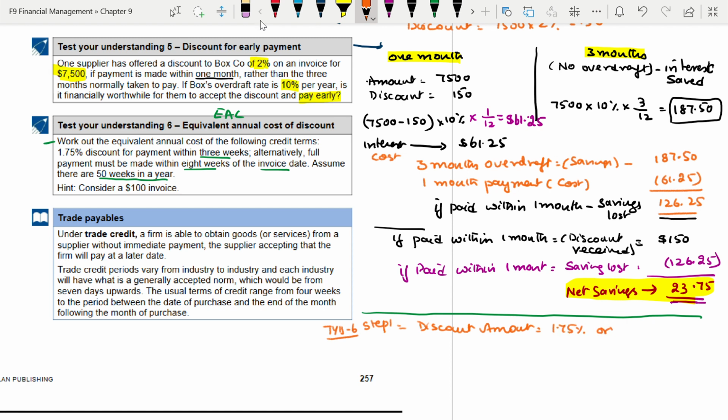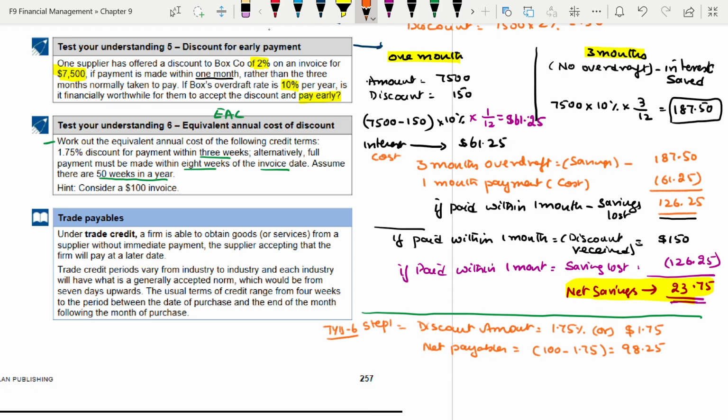1.75%, or if you take it into currency, it will be 1.75. Is it right? We have to take the discount percentage. Now, what is the net payable? Net payable will be 100 minus 1.75. It comes to 98.25.